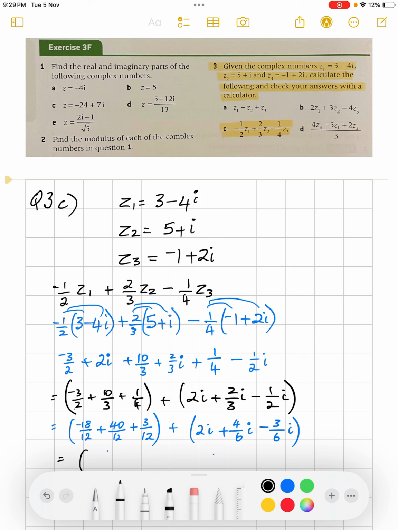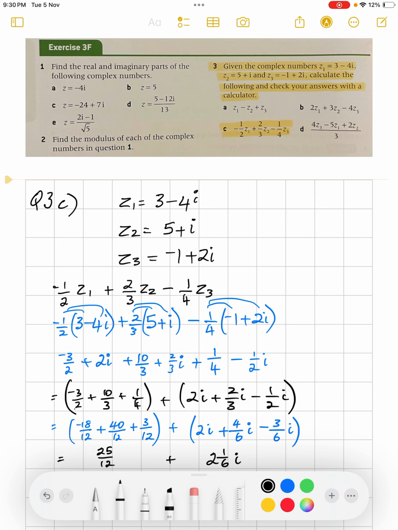And 43 take 18, so that is 25. Is that right? 12ths. And we don't need the bracket. 25/12. That's an improper fraction. And we've got 4/6 take away 3/6 is 1/6. So we've got 2 and 1/6 i.